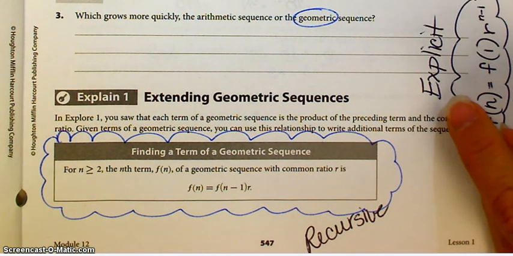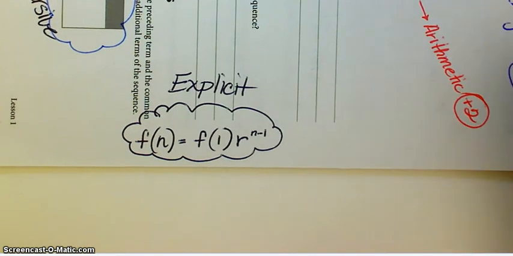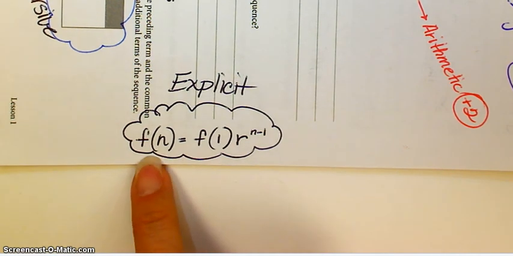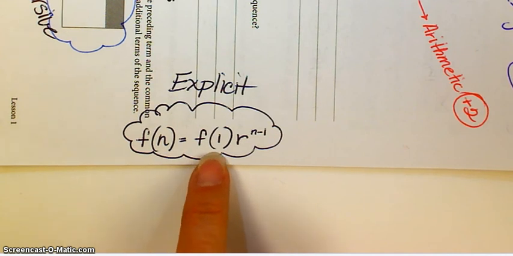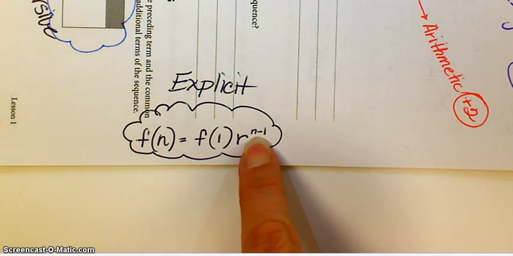If you want to turn the paper, you can, and we're getting a little bit ahead of ourselves, but you can also figure out an explicit rule for geometric sequences. So if you wanted the nth term, then what you would need to do is take the first term, multiply it by r raised to the n minus 1 power.